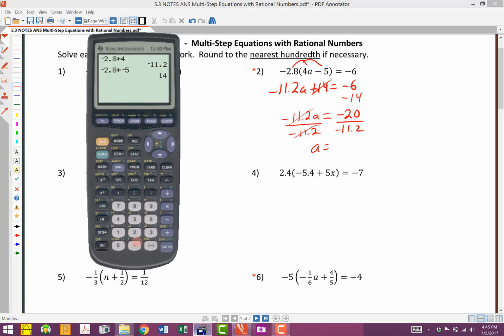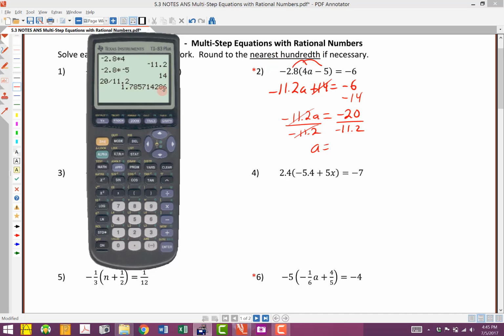Let's just make sure we type that into the calculator correctly. Now I know the answer is going to be positive, so I'm just going to type in 20 divided by 11.2. And let's see what the calculator says. Now it says 1.7857 and so forth. And we want to round our answer to the nearest hundredth.